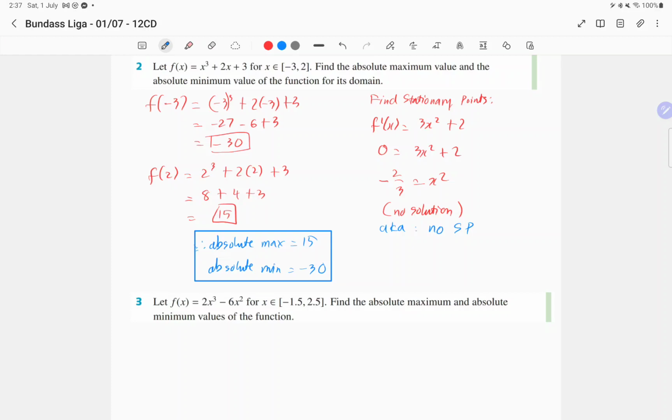Once you're done with 2, move on to 3. So 3, I would recommend you guys change those numbers to a fraction first. It will make your life a little bit easier.